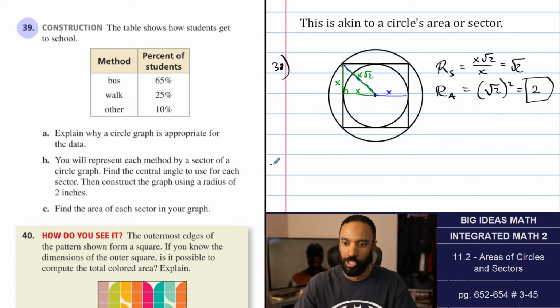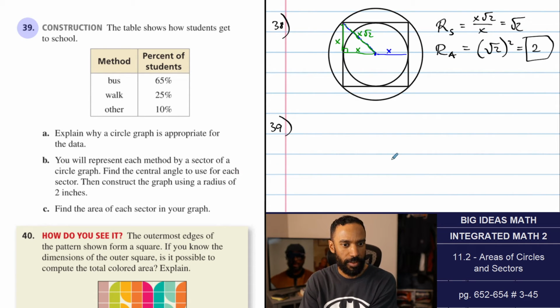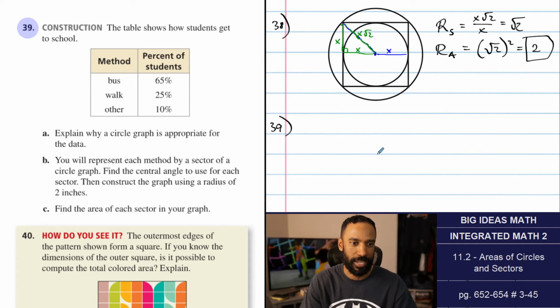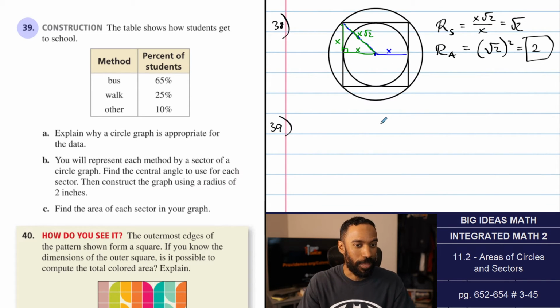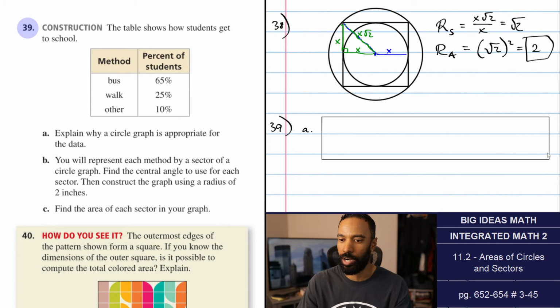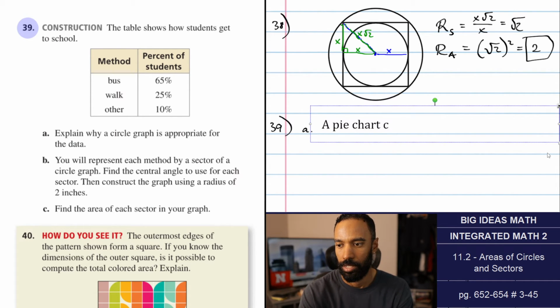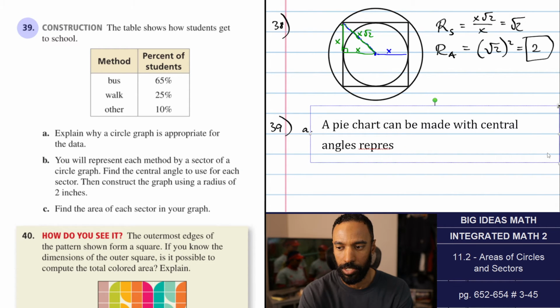Number 39, construction. The table shows how students get to school: 65% take the bus, 25% walk, 10% other. Not a lot of parents driving them to school, or them driving themselves. Explain why a circle graph is appropriate for the data. You can make a pie chart. So it's part A. A pie chart can be made with central angles representing percentages.